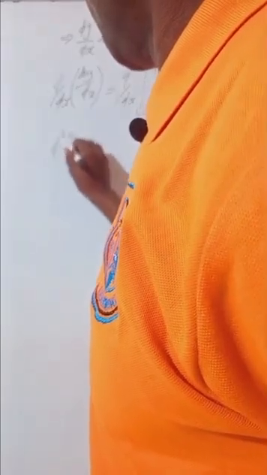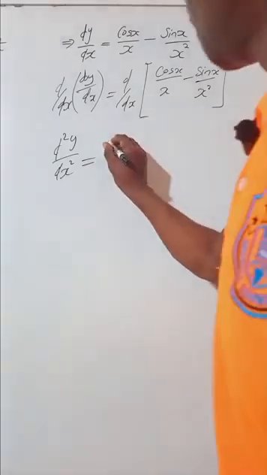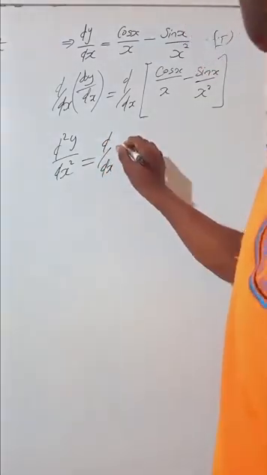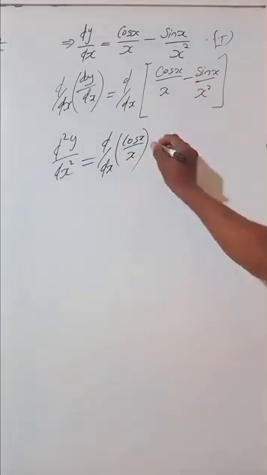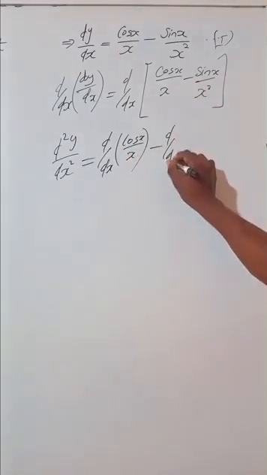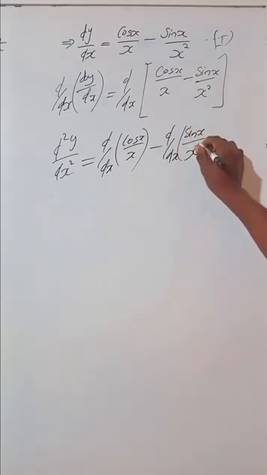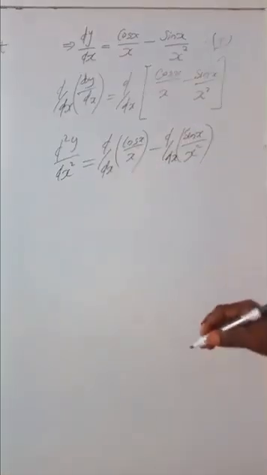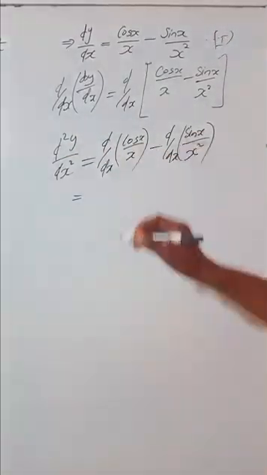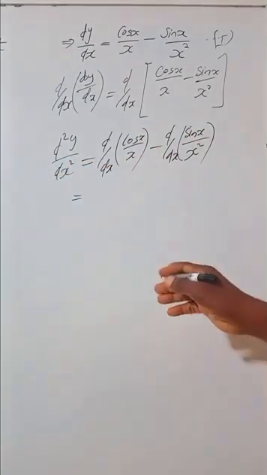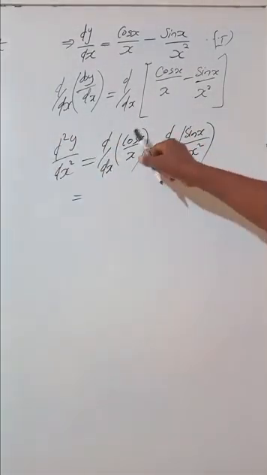The second derivative of y with respect to x will be equal to differentiating with respect to x. Let's take the first portion, which is cos x over x. Then there is minus the derivative with respect to x of sine x over x squared. The right hand side is retained, then the left hand side is retained. We have quotients, so we go back to reapplying the quotient rule for each function.